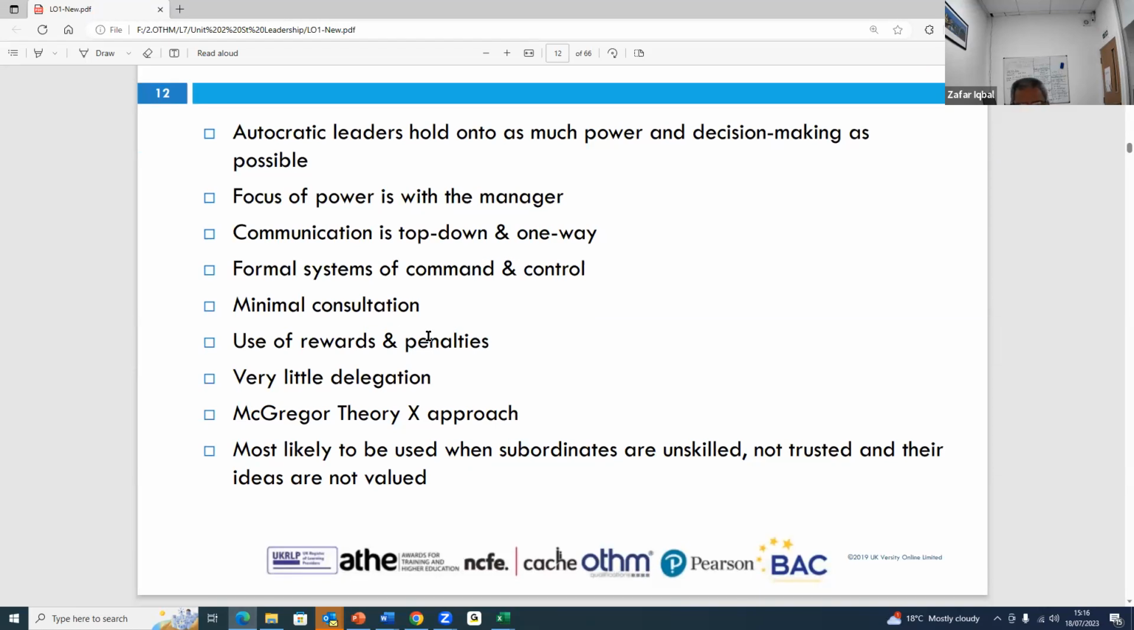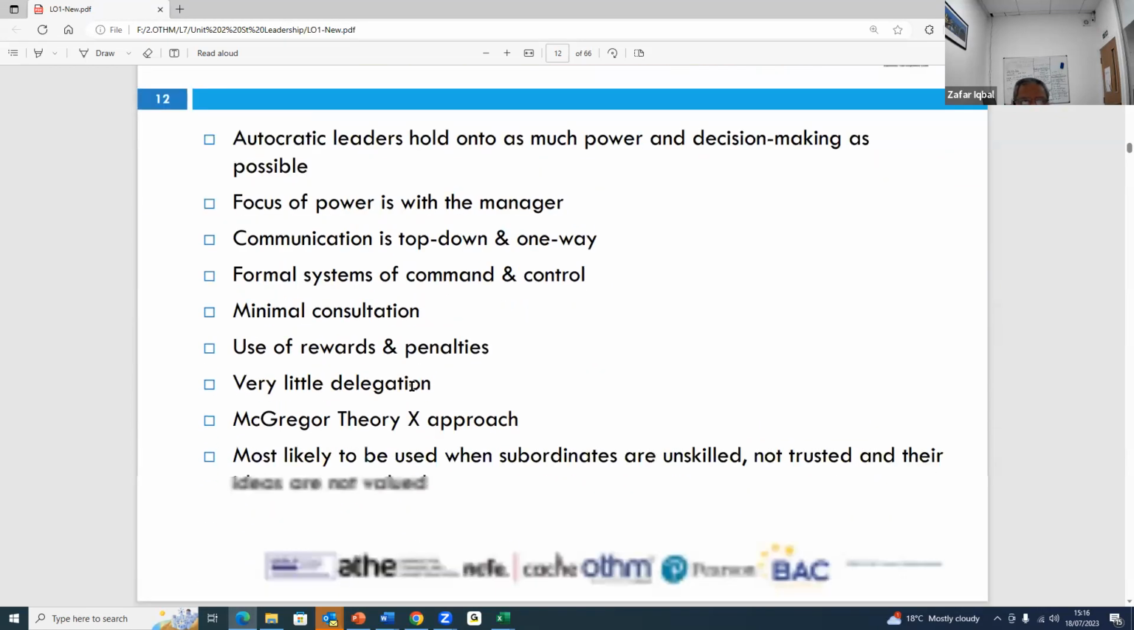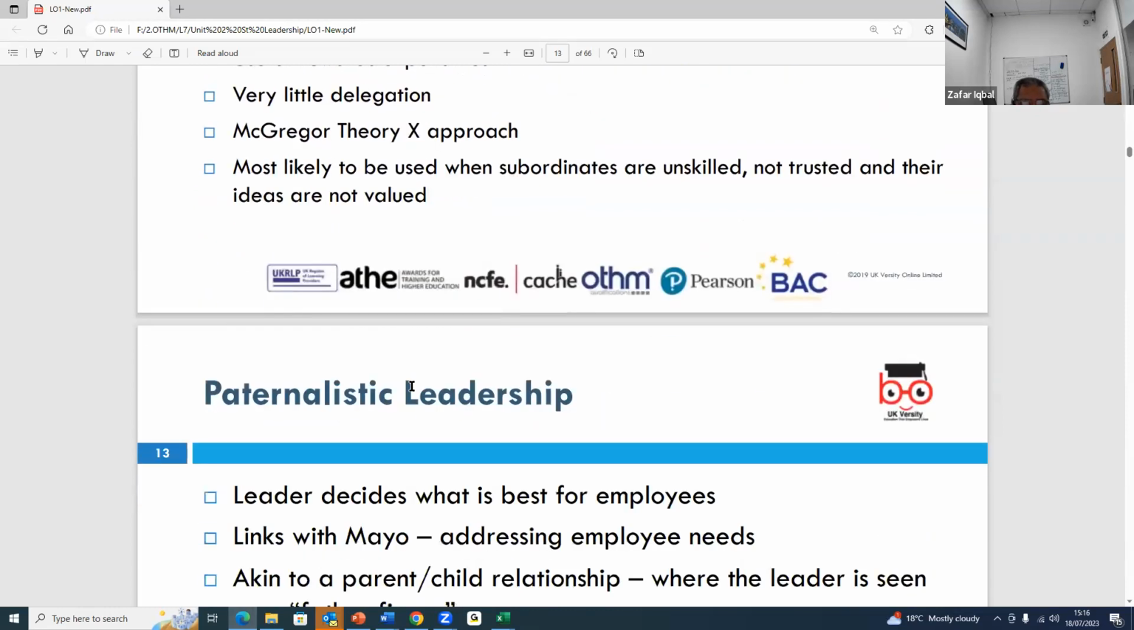Very little delegation, and the delegation is very minimal to subordinates because they don't trust their subordinates. Now, McGregor's Theory X is one approach of this type of leadership.